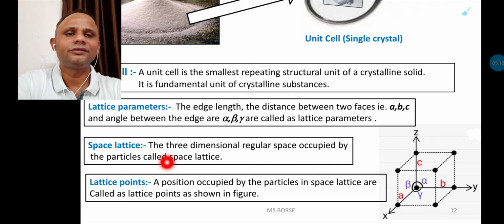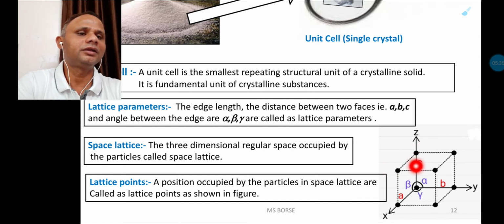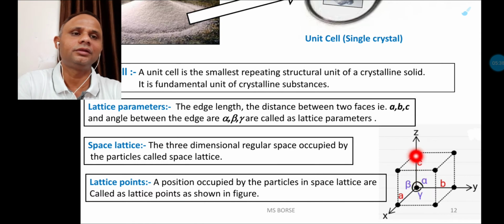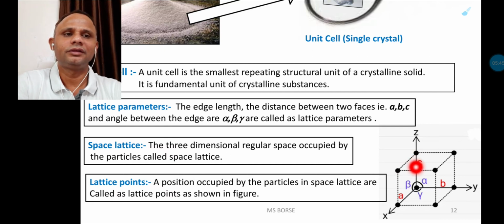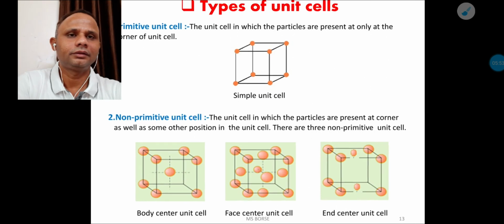Next is the lattice point. That means the position occupied by the particles, and we know the particles are atoms, molecules or ions, in a space lattice is called a lattice point. If you see the figure, these dark dots or spots are the particles, that means the atoms present in the unit cell. The position these atoms occupy in a lattice is called a lattice point. Okay. Then, types of unit cell.